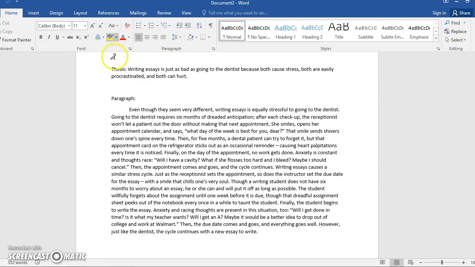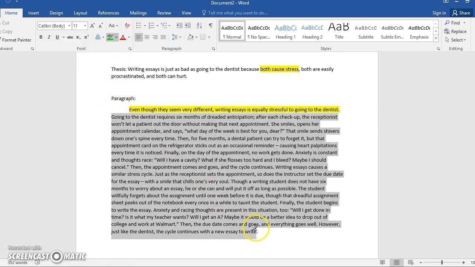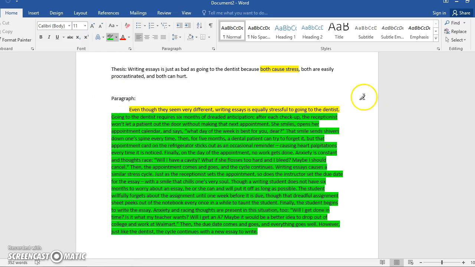So this paragraph has a topic sentence. So we know we're starting with the first main point of the thesis statement. Even though they seem very different, writing essays is equally stressful to going to the dentist. Then the rest of the paragraph is the comparison, the meat of the paragraph, the supporting information, everything that gives you what you need to know for this comparison. How do both of these cause stress?